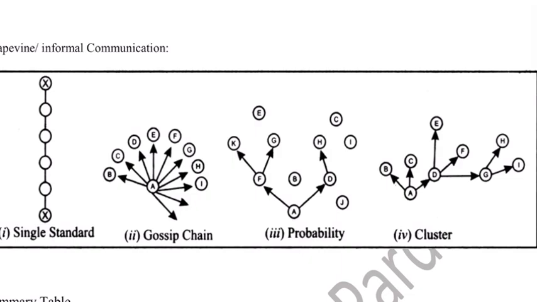Next is your cluster. One person is telling 2 to 3 people. Those 2 to 3 people again go and tell 2 to 3 people. For example, A said it to B, C and D. Then D said the same thing to E, F, G. G said the same thing to H, I. Understand the cluster as a ball, a group.